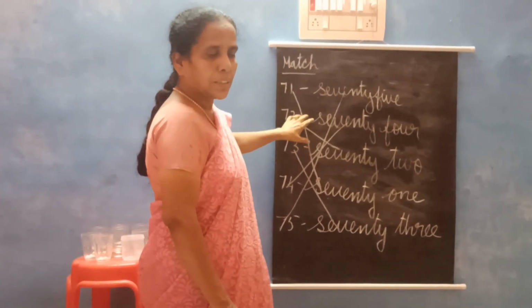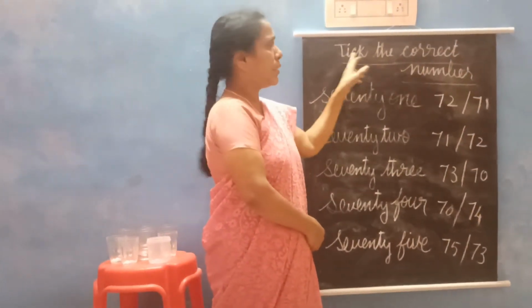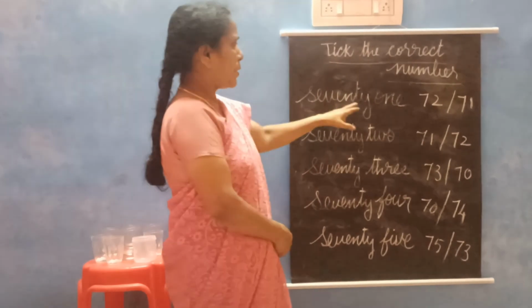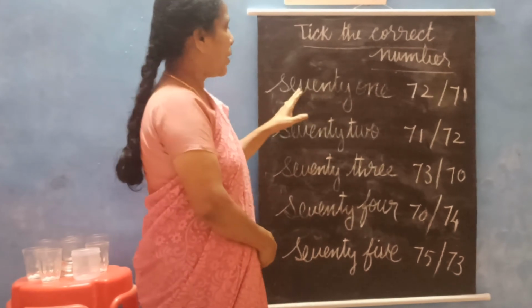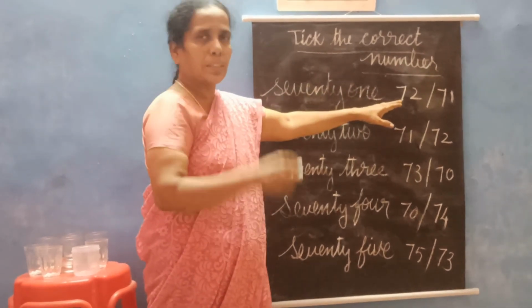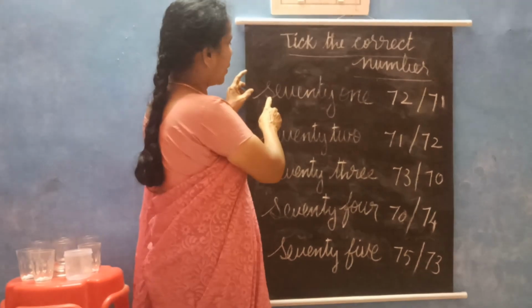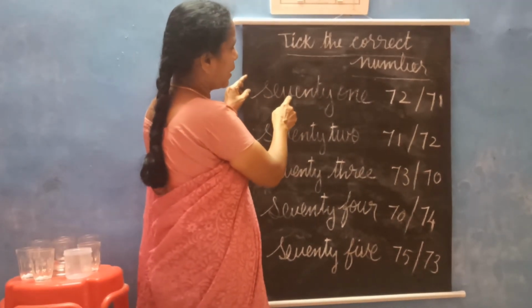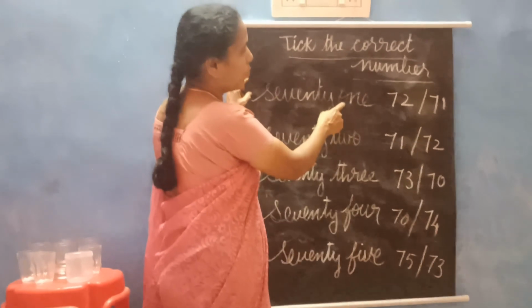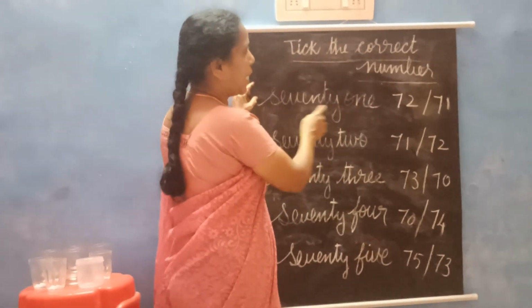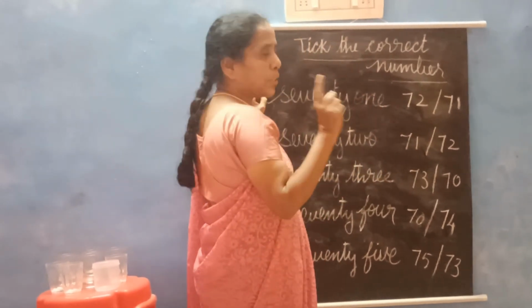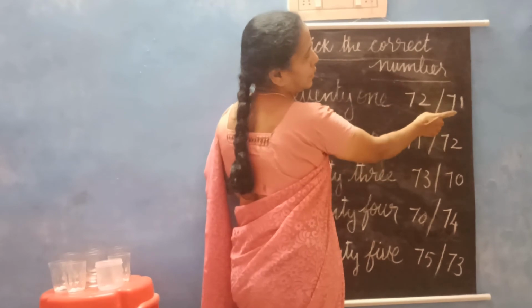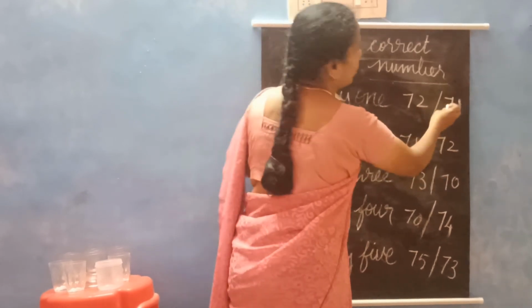Next we will see how to tick the numbers. Tick the correct numbers. Here, on this side, they gave you number names. Here numbers are there. Okay, you have to find the correct number and tick it. What number did they give you? Okay, SEVENTY 71. ONE 71. They ask you to tick number 71. Where is the number 71? Find out. This side, 71. Here you have to tick.